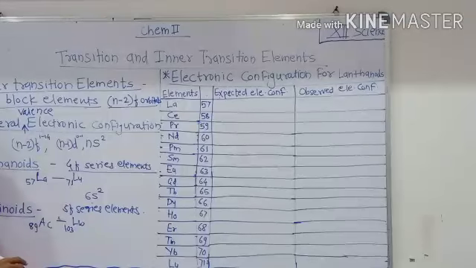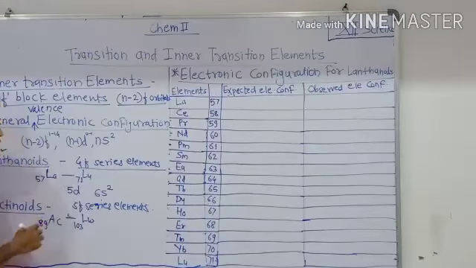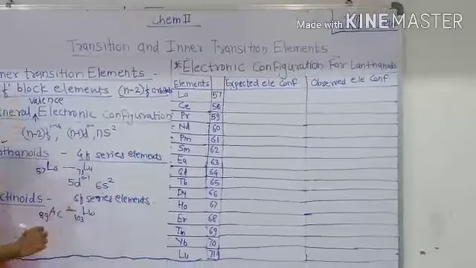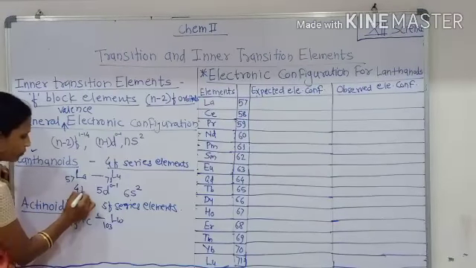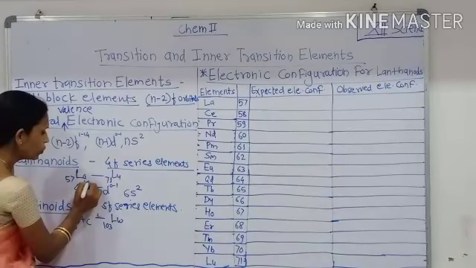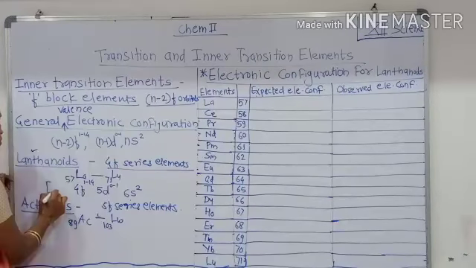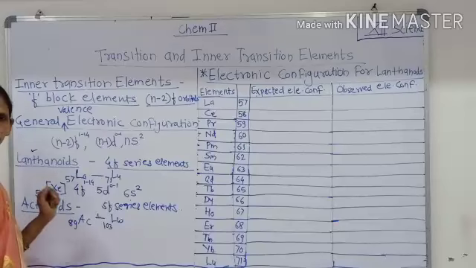2 electrons. n-1 means the 5d orbital, in which 0 or 1 electron may be there, and the 4f orbital, that means (n-2)f, in which 1 to 14 electrons are there, and the nearest noble gas for all these is xenon, which has atomic number 54.